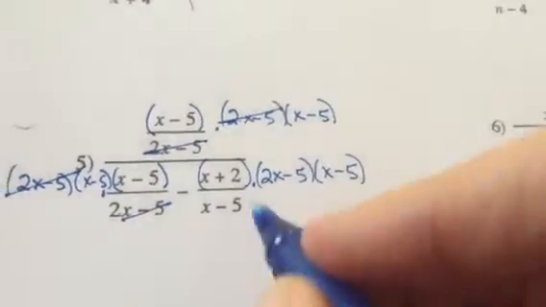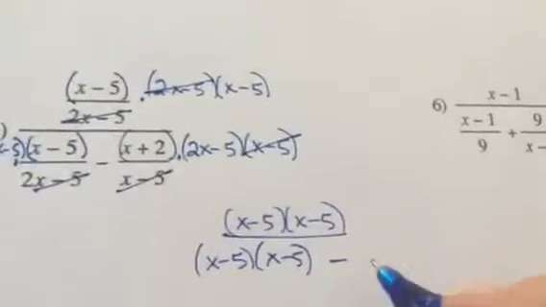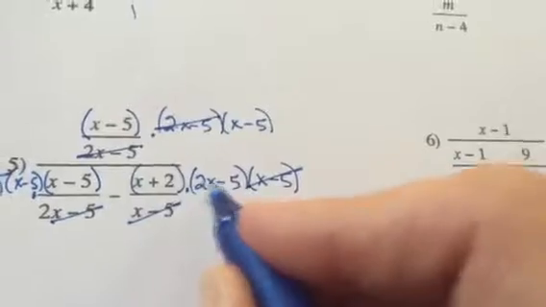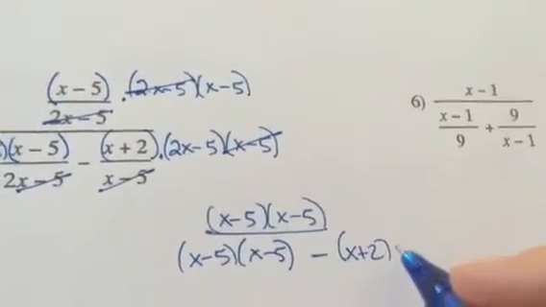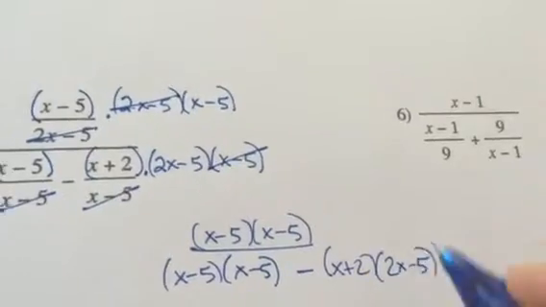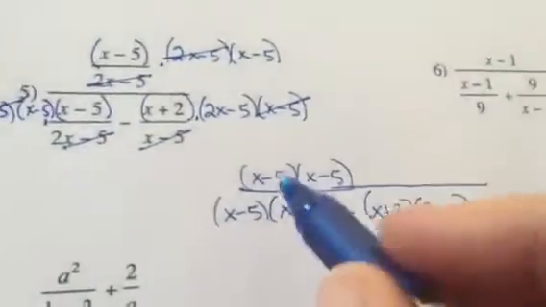So again, this all works together. Here my x minus 5's cancel. So I have x plus 2 and a 2x minus 5. X plus 2, 2x minus 5. Okay, this is a harder one. It's just yucky. Now you just have to multiply everything through.